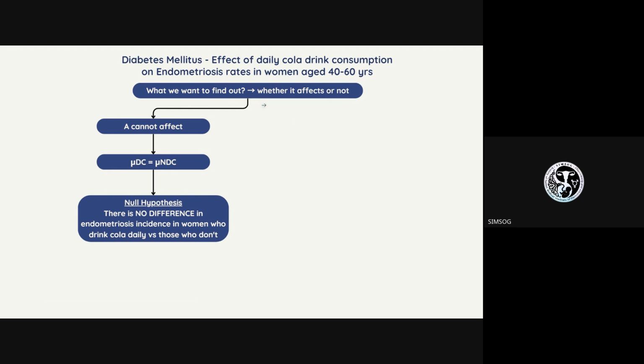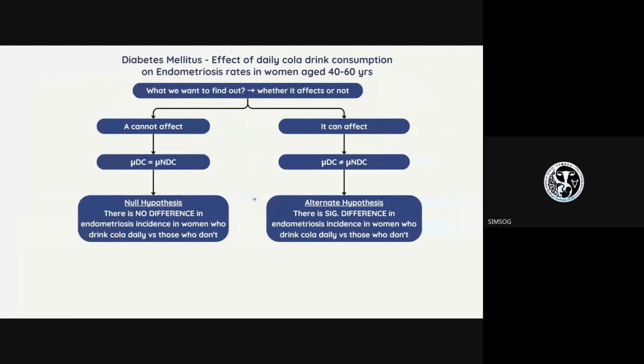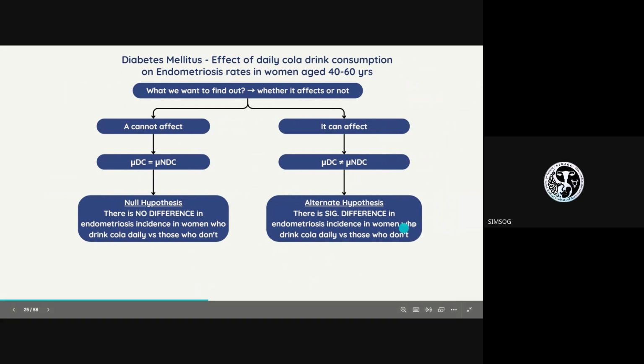Okay, so one possibility, it does not affect. In that case, the mu, that is the mean value of blood sugar levels of cola drinkers, will be equal to the mean value of non-cola drinkers. Which is essentially similar to a null hypothesis that there is no difference in GDM incidence in women who drink cola daily versus those who do not. The other possibility is it can affect. So the mean values won't be similar, right? So that is essentially on the lines of an alternate hypothesis.